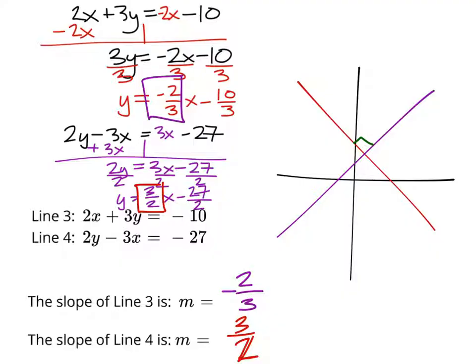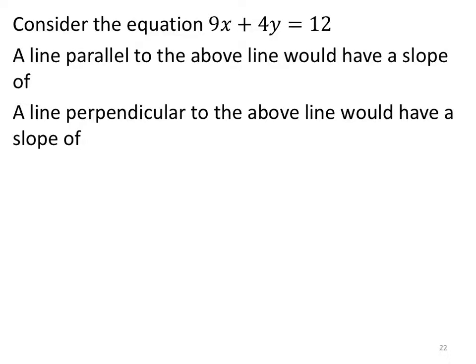Whatever's good. 9x plus 4y equals 12. A line parallel to the above line would have a slope of, well, again, some of us can know the slope of this without having to change it in the slope-intercept form. That's great because it's nice and fancy. But not all of us know how to do that. So let's change it in the slope-intercept form.